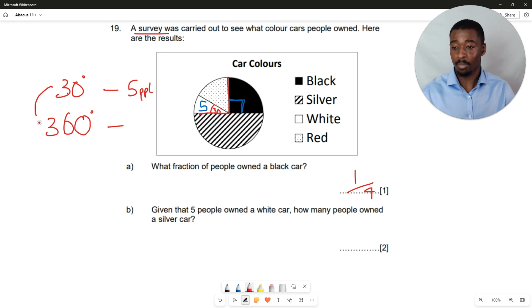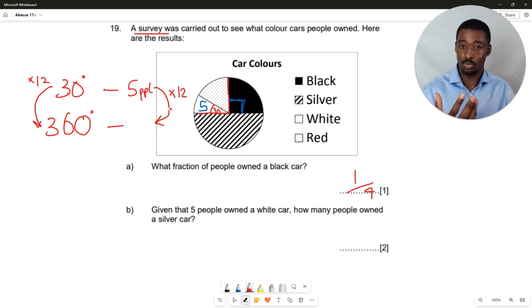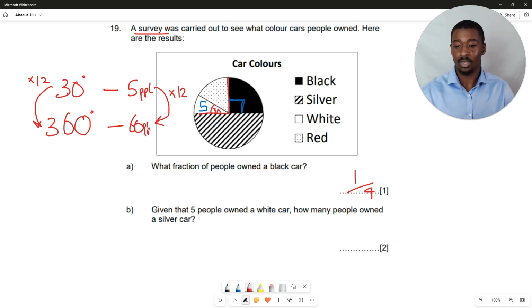And therefore, if we go from 30 to 360 by multiplying by what? 12. Then we go from 5 people to the number of people who were surveyed by also multiplying by 12, right? Whatever we do on one side, we do to the other in this case. So we simply scale up the 5 people, multiply it by 12, giving us 60 people being surveyed. But then we're not being asked how many people were surveyed. We're being asked how many people owned a silver car.